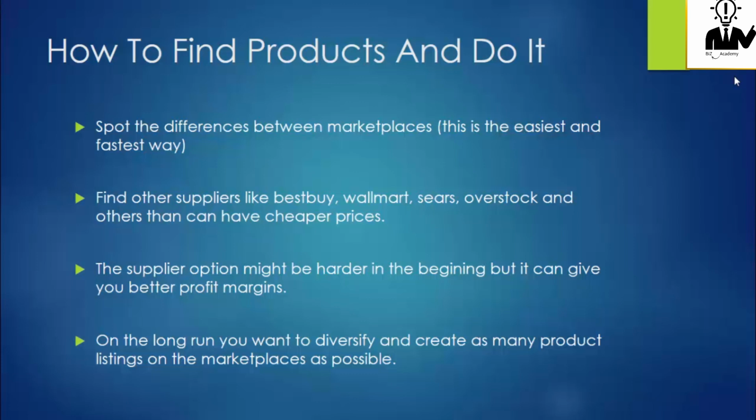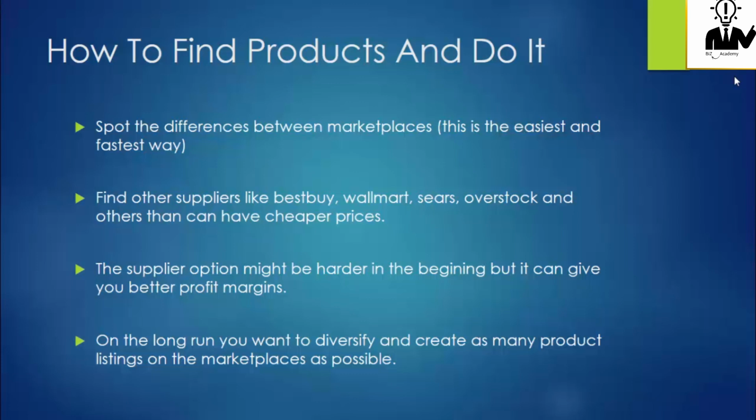After that, you can find other suppliers. Besides the marketplaces, another good option is to find other suppliers for that product, to see if you can find it even cheaper, like Best Buy, Walmart, Sears, Overstock, and others that can have cheaper prices than even the lowest price marketplace. The supplier option might be harder, so the easiest way is just to look between marketplaces. It's a little bit more research to look at other suppliers too, and it might be a little harder in the beginning, but it can give you better profit margins, because you can find the product even cheaper.